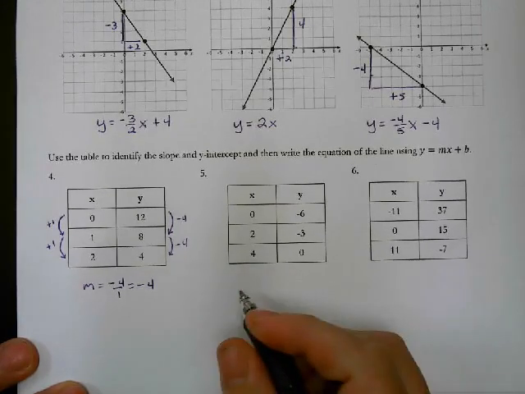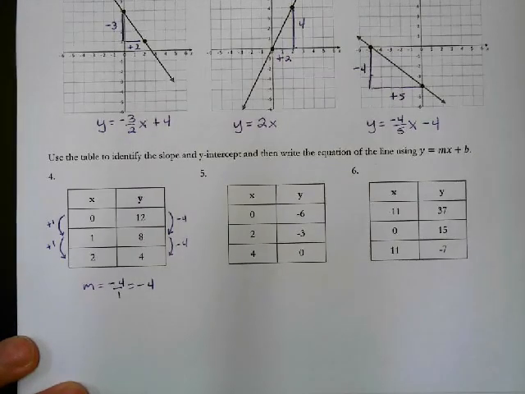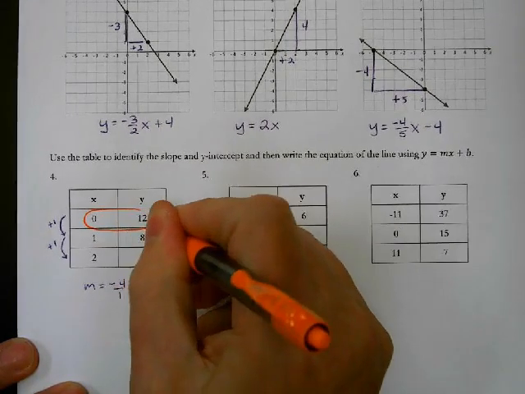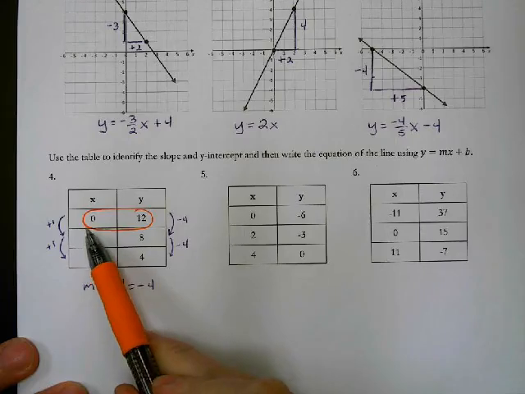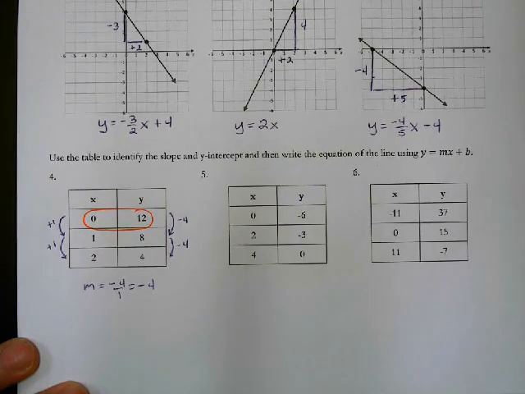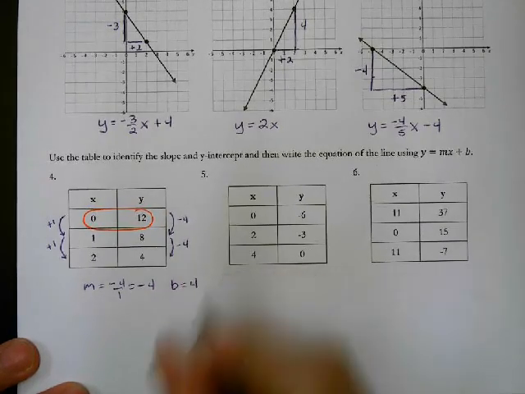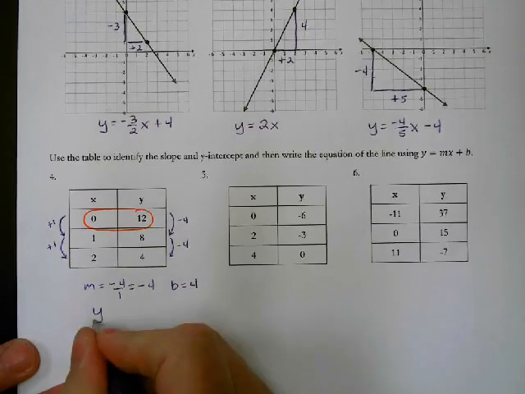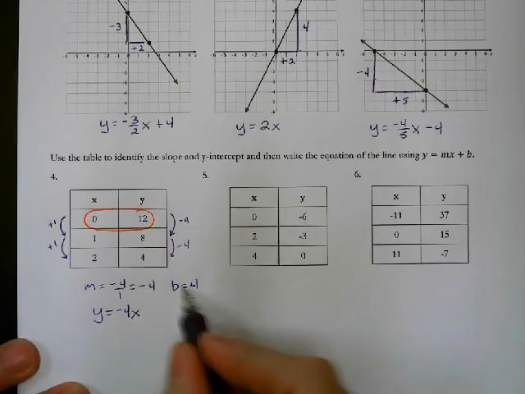My y-intercept. Now remember, anytime you have a y-intercept, the x value is 0. Here's where the x value is 0. So that must mean my y-intercept is 12, because anywhere on the y-axis, x is 0. So this is my y-intercept. That's b right there. So I've got the two things I need. I've got my slope of negative 4, my y-intercept of positive 4. My equation then would be y equals m, negative 4. Don't forget the x, and then plus 4. Done.